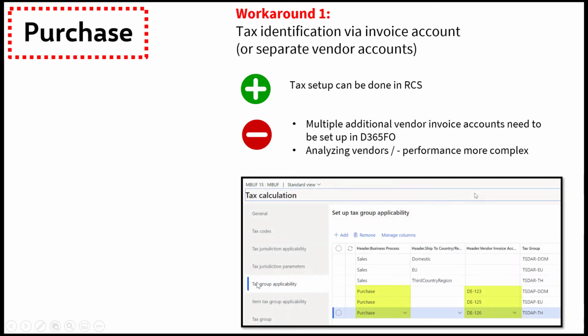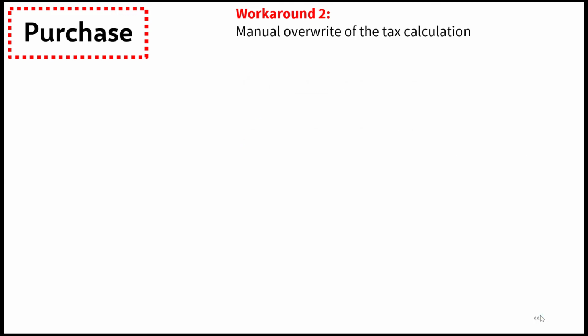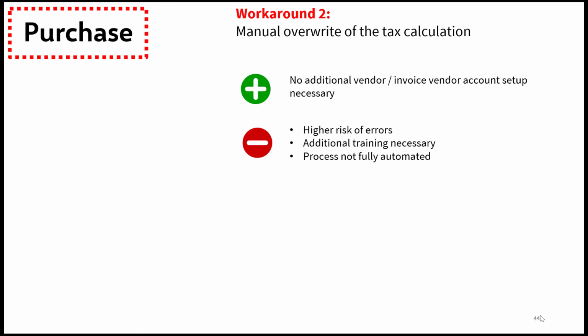And then if you have this, you can go to the tax group applicability and say, okay, here are purchases. So if I purchase from this vendor, it's the German one, then I use the domestic tax group. That's the Italian, then I use the European Union tax group, and otherwise the one for non-European purchases. The other alternative is you can manually override the tax calculation.